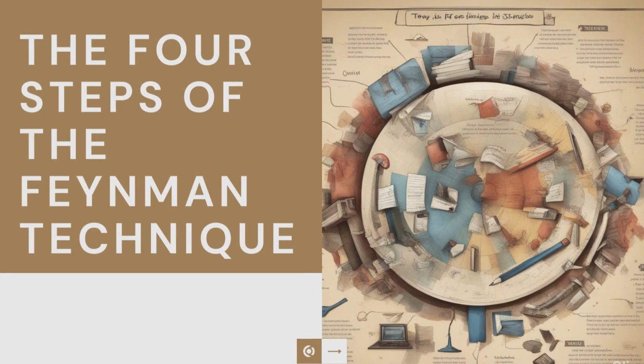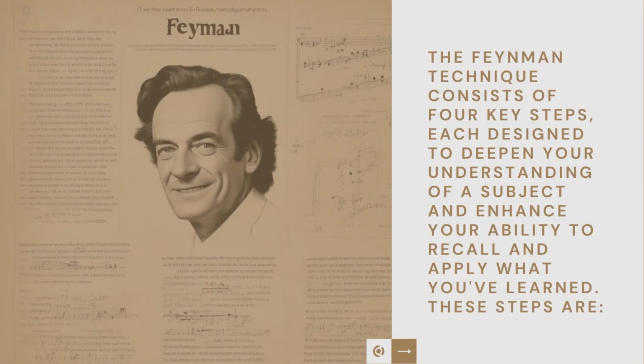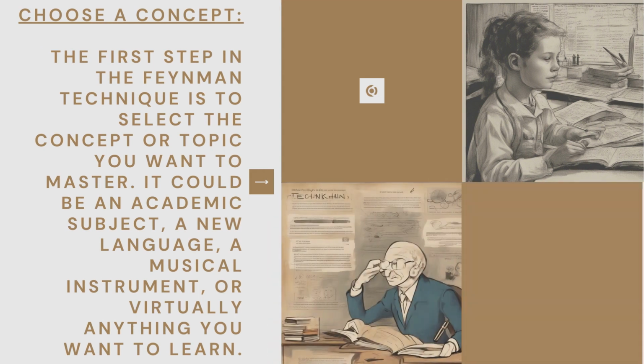The 4 steps of the Feynman Technique. The Feynman Technique consists of 4 key steps, each designed to deepen your understanding of a subject and enhance your ability to recall and apply what you've learned. These steps are: 1. Choose a concept. The first step in the Feynman Technique is to select the concept or topic you want to master. It could be an academic subject, a new language, a musical instrument, or virtually anything you want to learn.